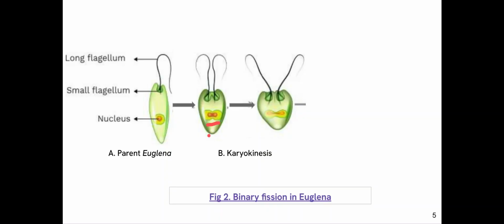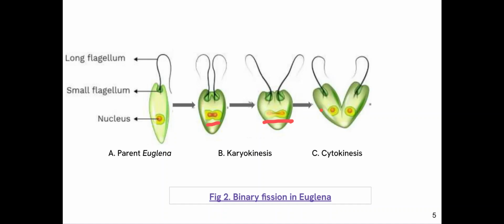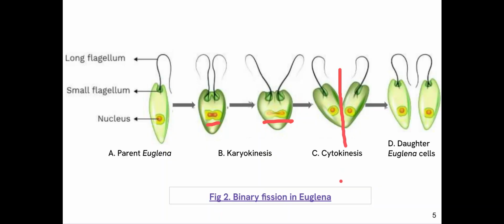The genetic material is duplicated and the nucleus is getting split. That means karyokinesis occurs. The cell grows in size to give rise to two new daughter cells. Cytokinesis occurs along the longitudinal plane to give rise to two new daughter euglena cells.